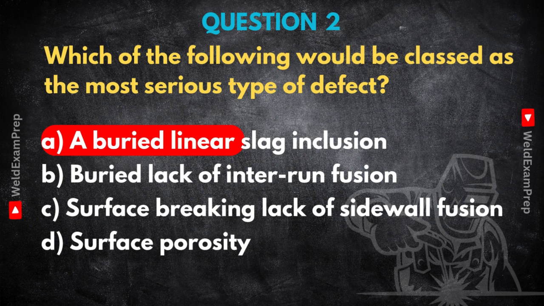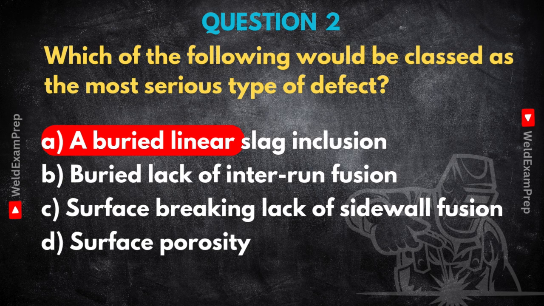Surface porosity. Well, it's a defect, yes, but it's usually seen as less critical structurally than a sharp lack of fusion, especially if it's within the limits set by the code or standard. Porosity tends to be rounded voids, not sharp stress razors. It really comes down to that crack initiation potential and the exposure.